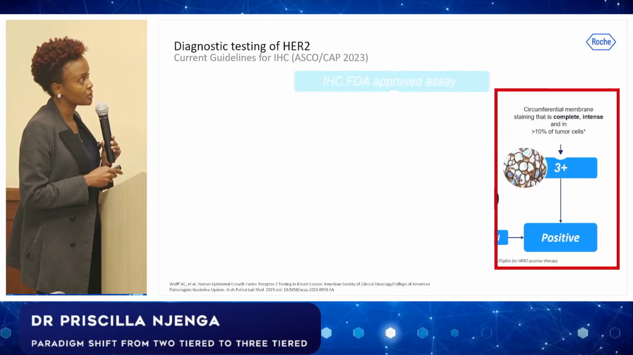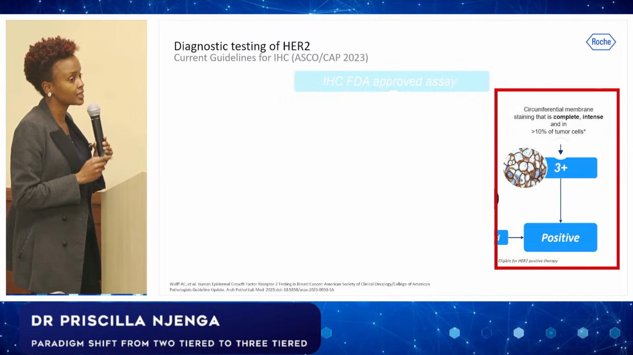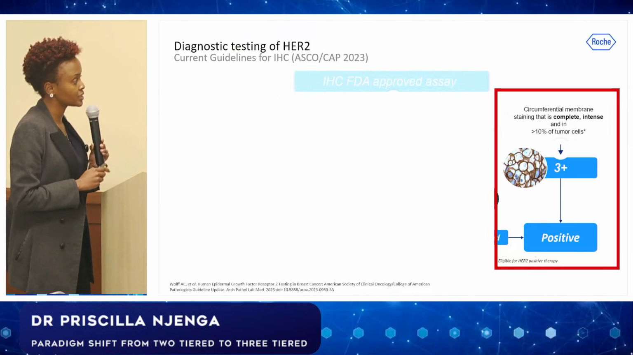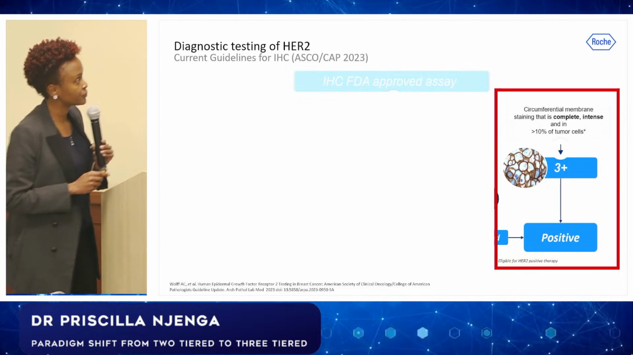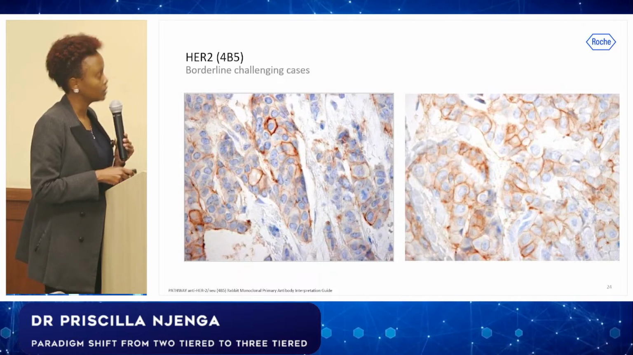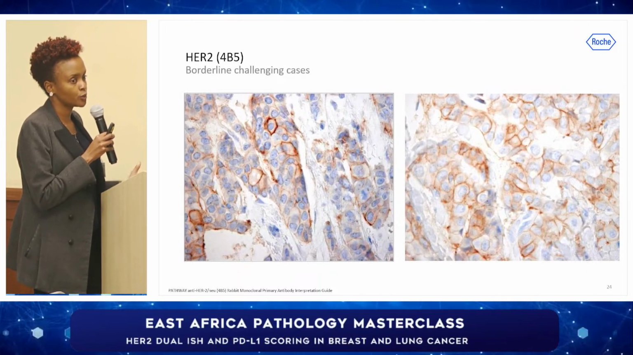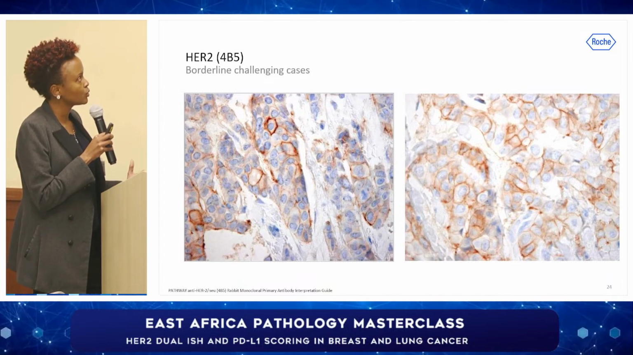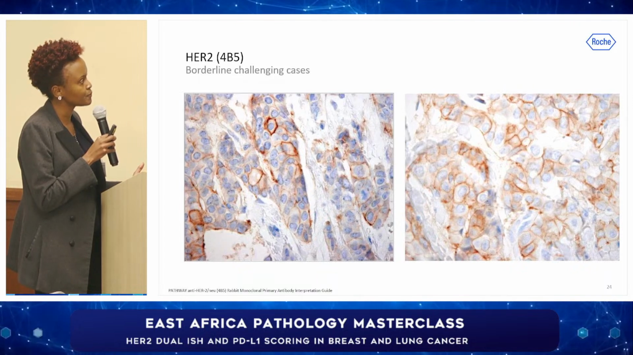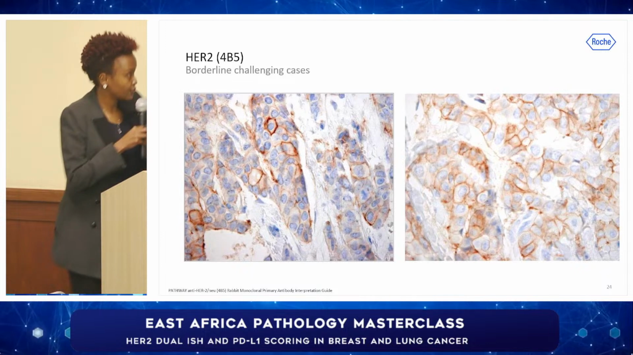The difference between this and score 3 being that with score 3, the staining is intense, it is complete, and again, in more than 10% of tumor cells. So it sounds very simple in theory, but we all practice, so we know that we will occasionally encounter borderline challenging cases. So I'm just curious from the group, how would you score this first case?